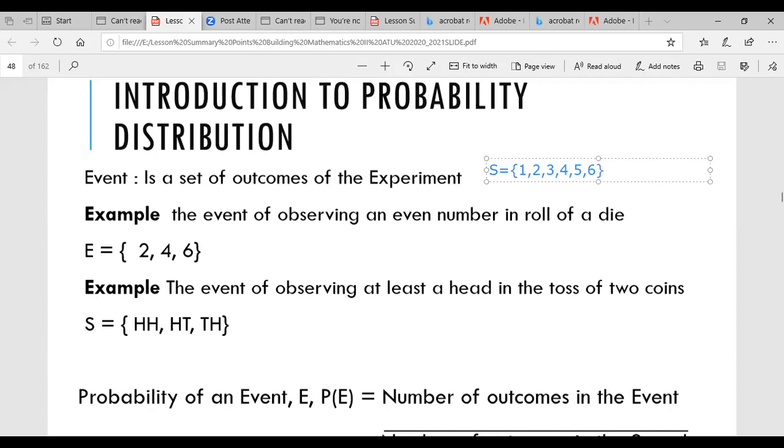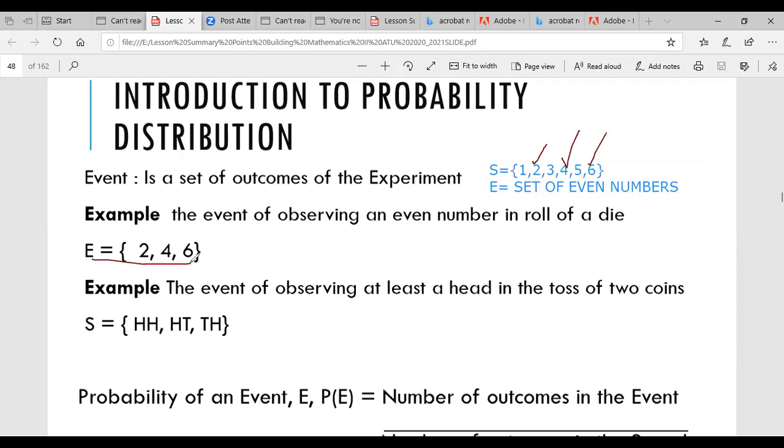Now, let's say I'm interested in only even numbers. So my event E is defined as a set of even numbers. If I define the event, then the set E will be these numbers: E equals 2, 4, and 6, right? They are the only even numbers in our set. So that gives us our event.